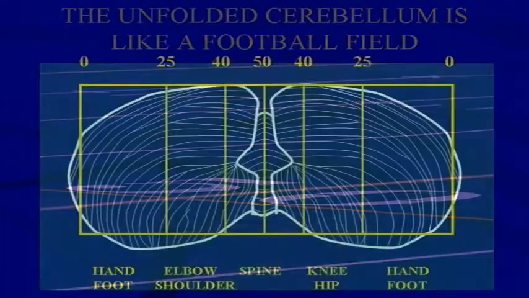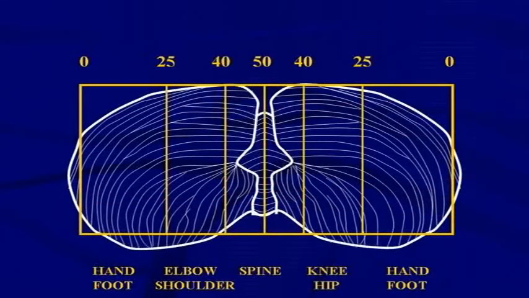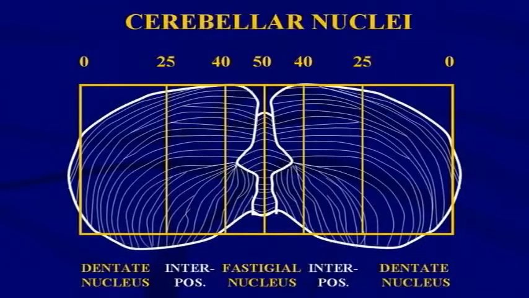The cerebellum is like a football field, and the midline of the cerebellum is related to the spine, and the outer layers of the cerebellum are related to the hand and the foot. This is not anatomically accurate. This is just to give an idea. And so the cerebellum has these different nuclei. The midline nucleus is the fastigial nucleus, and the intermediate nucleus is called the interpositus nucleus, and the dentate nucleus is the farthest out nucleus.